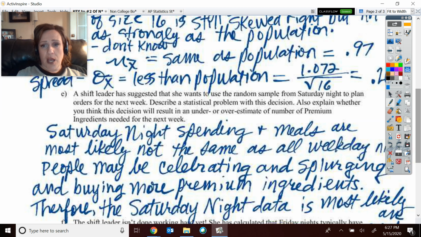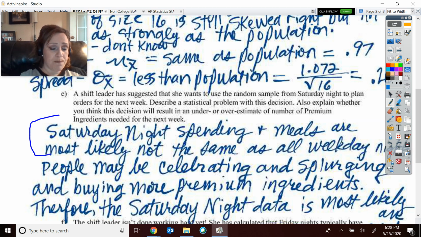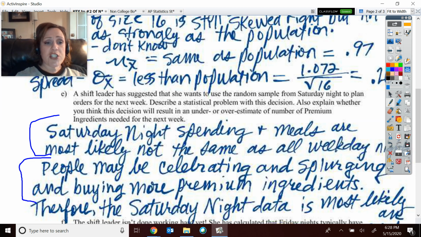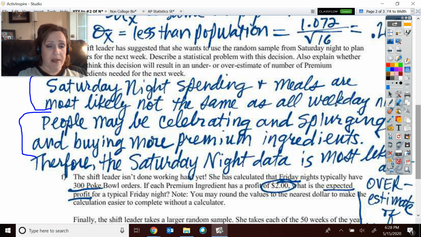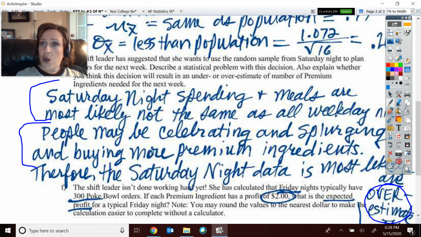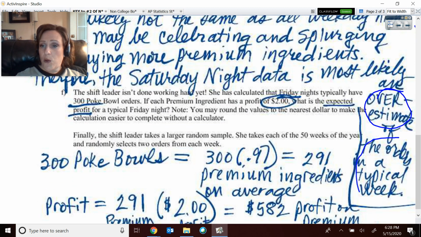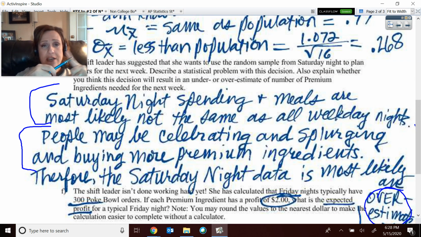So Saturday night spending and meals are most likely not the same as all weekday nights. Okay, so I said, number one, that's going to provide different results. Here's why, specifically. People may be celebrating and splurging and buying more premium ingredients. That's why. And then here's now the rest of the answer about over or underestimate. Therefore, the Saturday night data is most likely an overestimate. So there I have an overestimate of the buying in a typical week. Okay, so again, three things in a fully processed answer. Saturday night's not representative. Here is why. And because of that specific contextual reason, it's an overestimate of the week's ingredients needed.